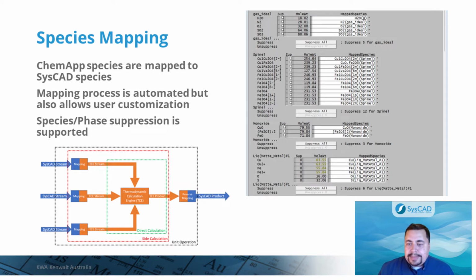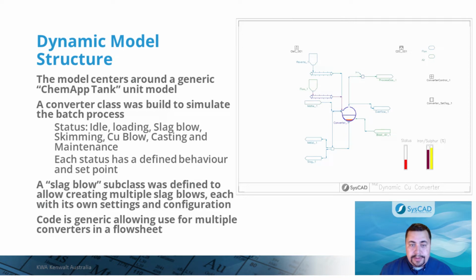The image on the right side shows the mapping, which is done automatically between the contents of the ChemApp system and the SysCAD species database. The converting process is modeled mainly by a ChemApp tank, which is the model unit containing and recycling the products of ChemApp calculations after each iteration. Fresh material can be added as a function of the stage of the process, for example, simulating the addition of furnace mat at the beginning of the cycle or by activating the addition of blast air and flux during slag blowing.